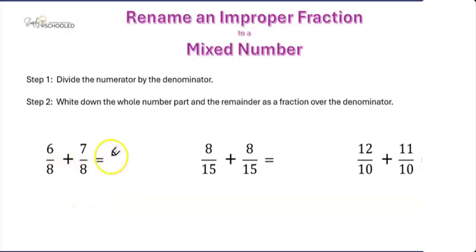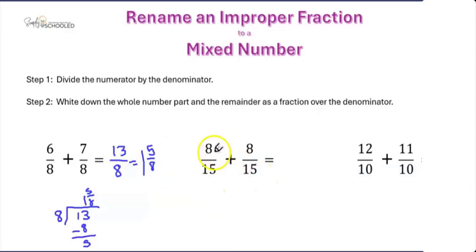Here's 6/8 plus 7/8. 7 plus 6 is 13/8. So I know that if I divide 8 into 13, it goes in one time, and then when I subtract it, I get 5. So my answer is going to be 1 5/8.